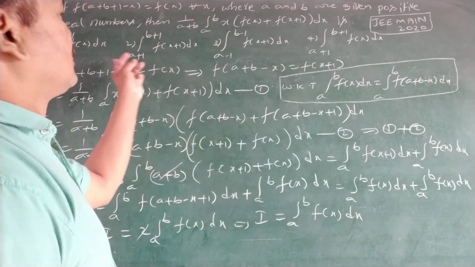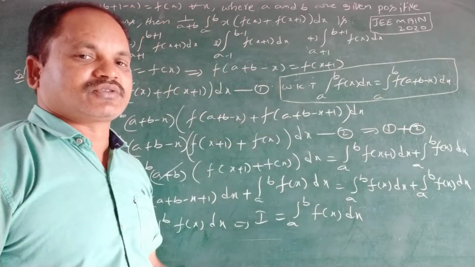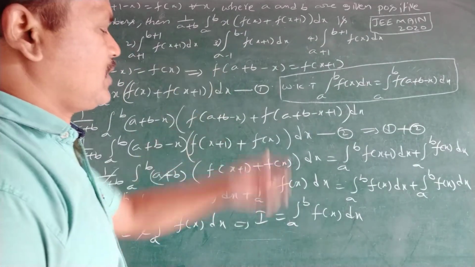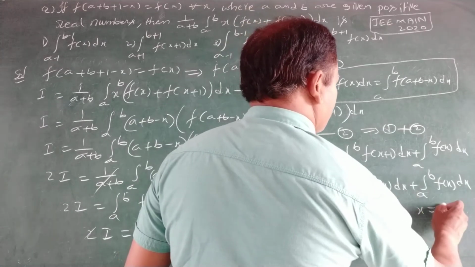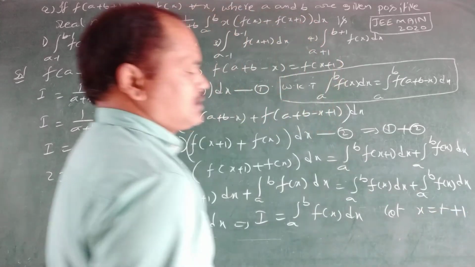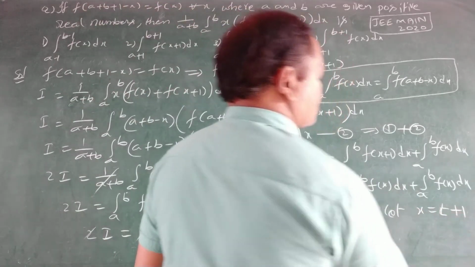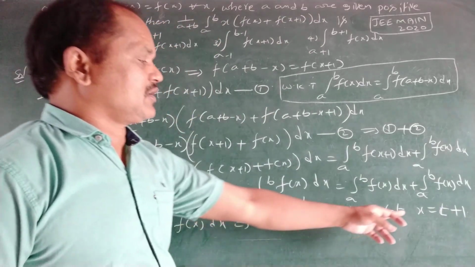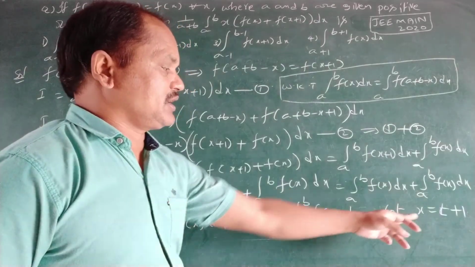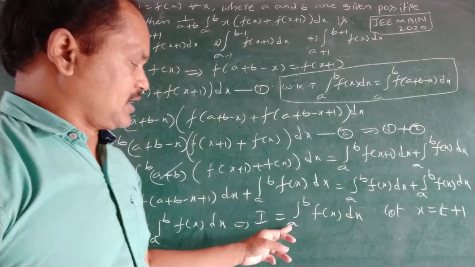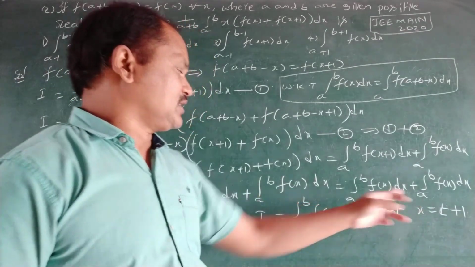But this is not in the options. Now we have to change this into the form of an option. So let us consider x = t + 1. In place of x we substitute t + 1. Then for the lower limit x = a, we get t = a - 1.